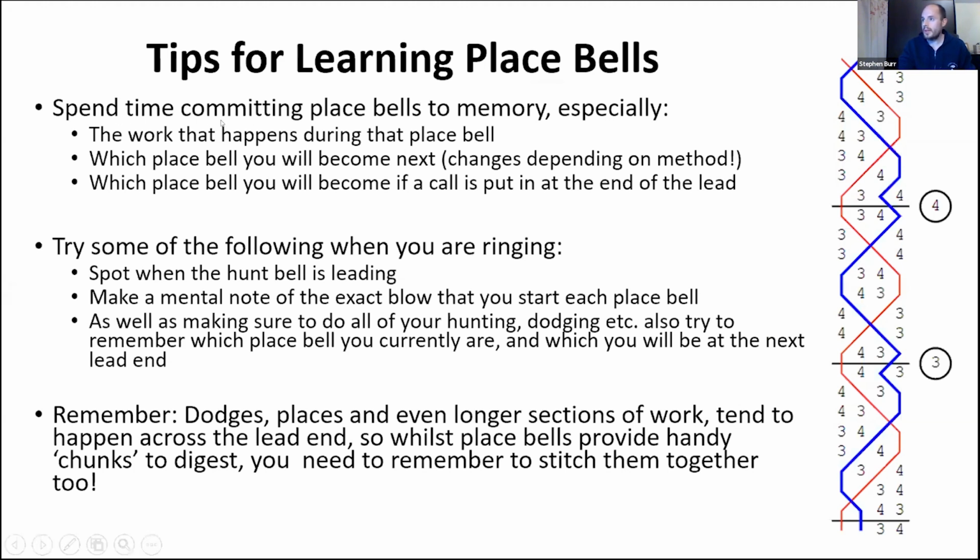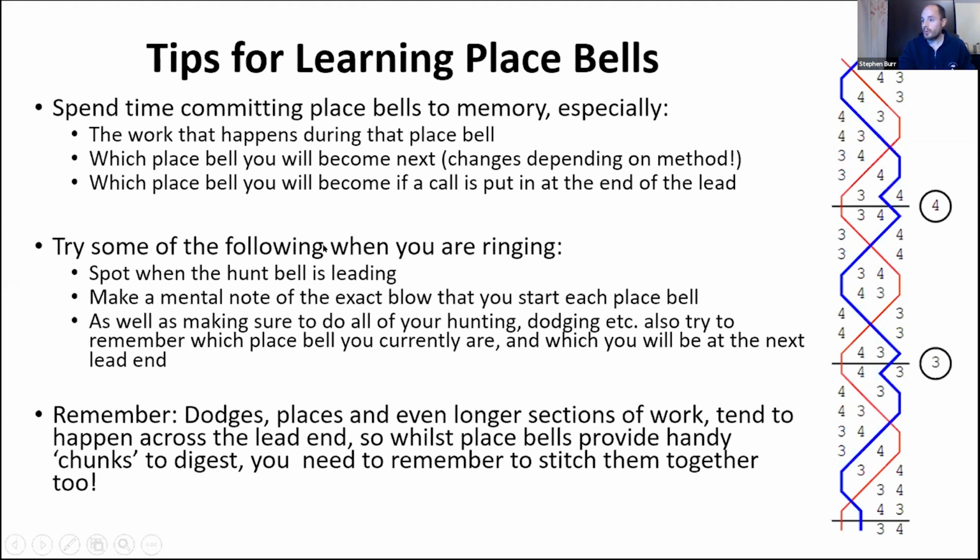So one big piece of advice is to spend time learning the blue lines, especially the work that happens during each place spell, and which place spell you would become next after ringing a particular one. This changes from method to method. The order of the place spells is different in some methods to others. And also thinking about which bell you'll become if a call is put in at the end of the lead. So what place spell would I be if there's a bob at the end of this lead? Doing that in your own time when not ringing can really help to cement this knowledge in your head and make it easier to remember when you're ringing a bell.